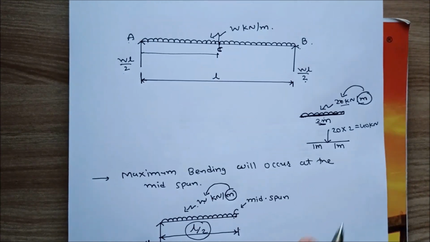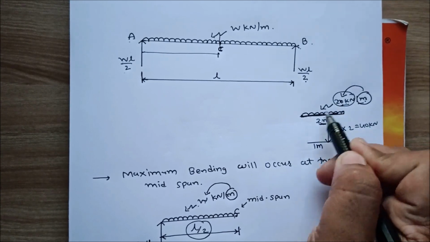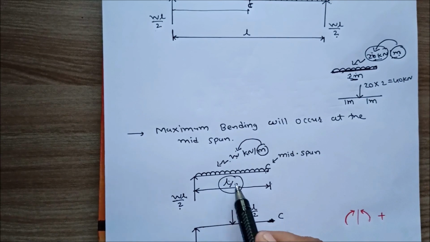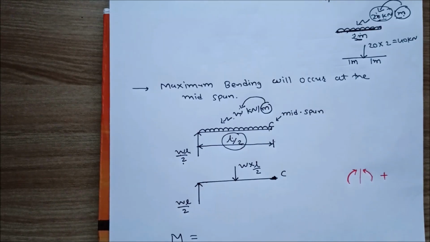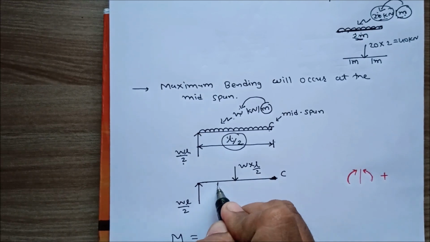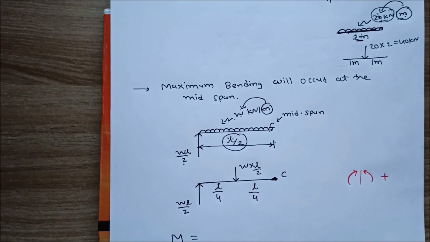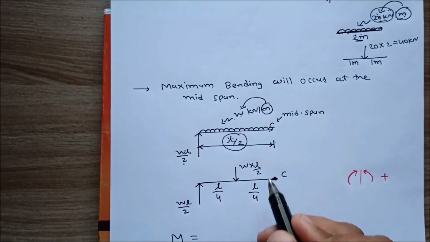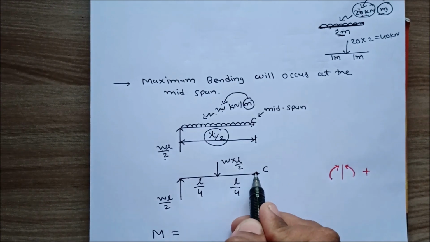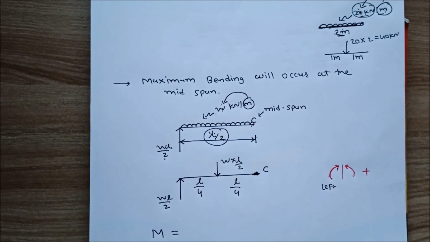Here we already discussed that if in 1 meter the load acting is 20 kilonewton, then in 2 meters that is 20 multiplied by 2. So here W multiplied by L by 2, and this load acts at its midpoint. So the total length is L by 2, so this length is L by 4, and here the length is L by 4. Now we take moment at point C. So here we use the sign convention. Here we find bending moment from the left side. So clockwise plus, anti-clockwise minus.